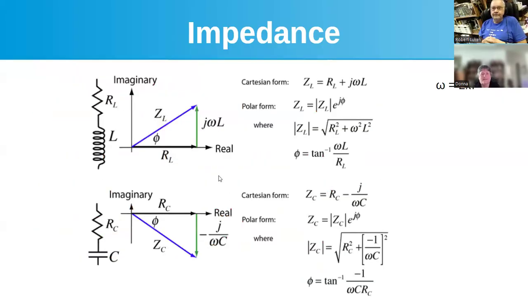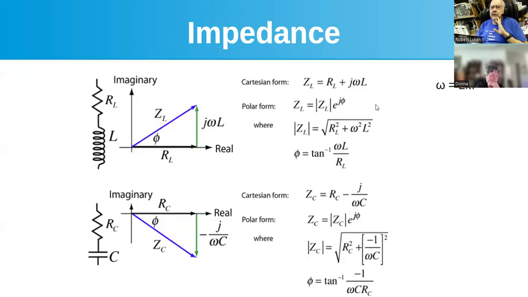Okay, so where does J come in? If we plot the impedance of this inductor versus frequency, it's both polar and Cartesian.